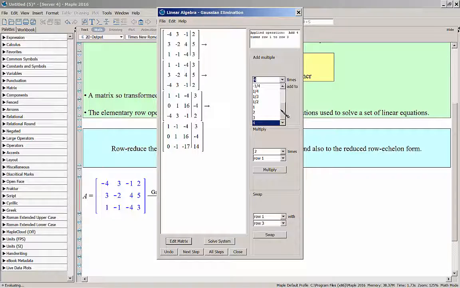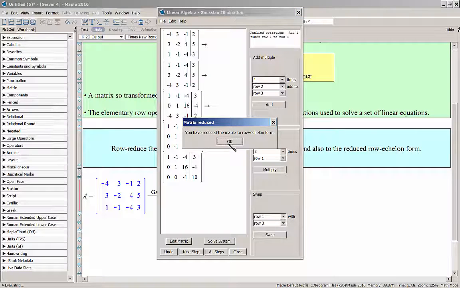1 times row 2 added to row 3. According to Maple, I have achieved a row echelon form.